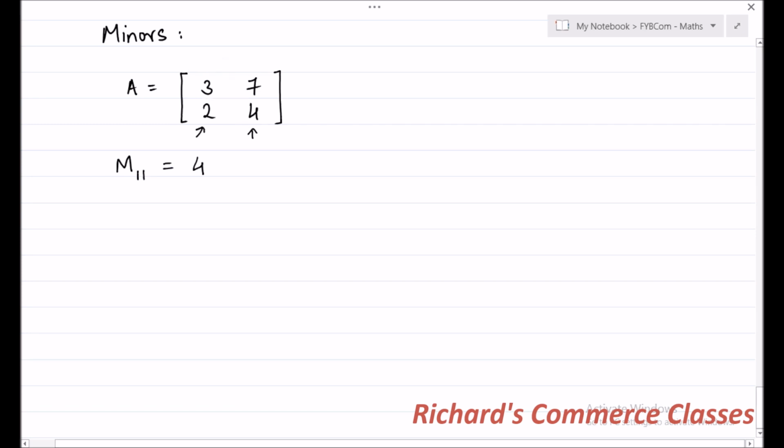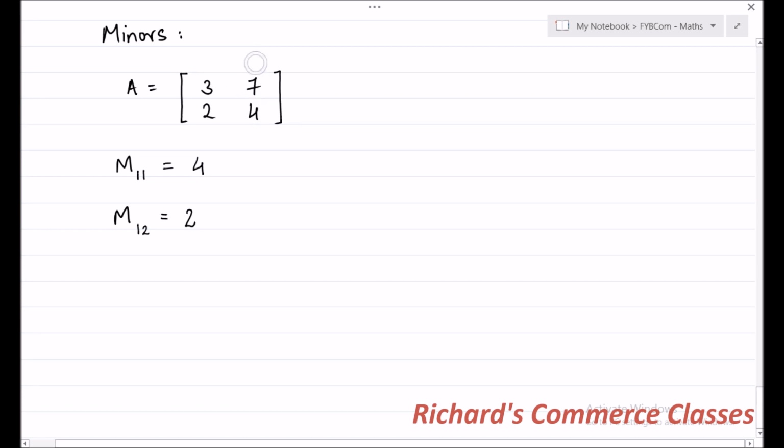The next element is 7. Now how do we denote 7? 7 will be M. It is in the first row but in the second column. So it will be denoted by M12. Now let's calculate the value of M12. Delete the row and the column in which it is included. So the remaining element now is 2.